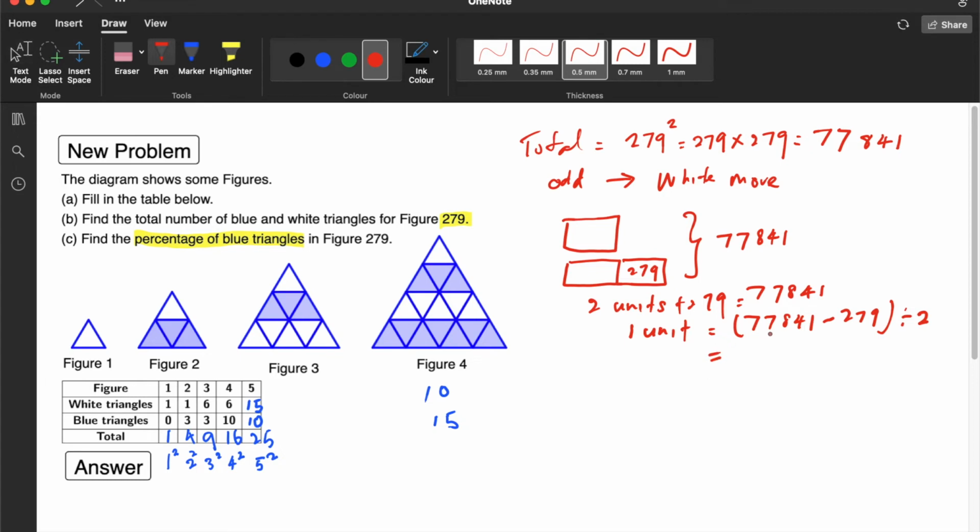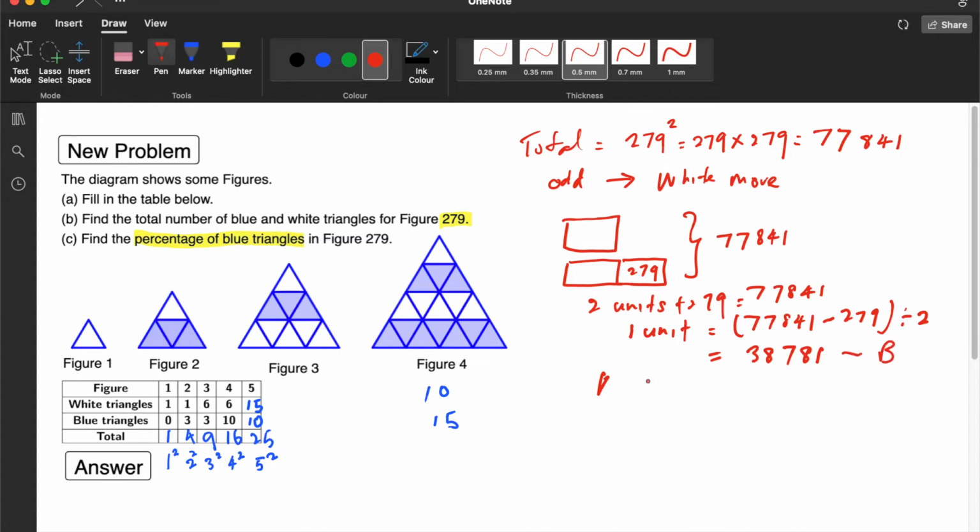So I believe we are going to get quite a big number, which is 38781. Now, because this is an odd number, we know that white should be more. So this 38781 will actually be for the blue triangles.